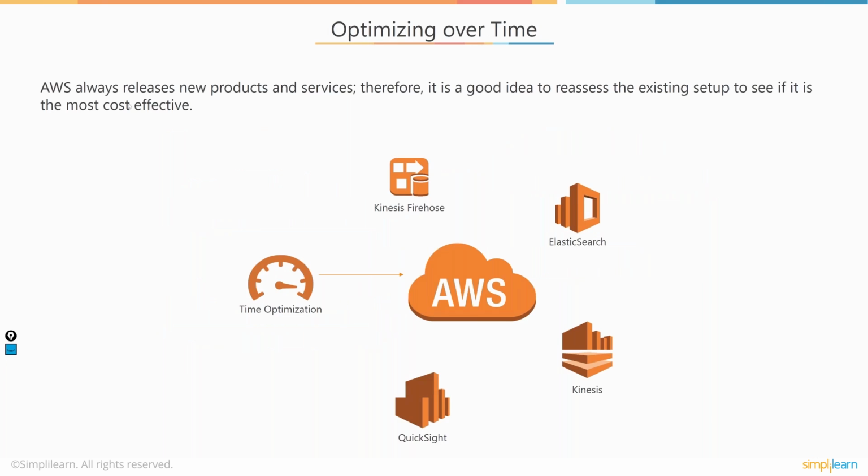Basically, AWS also releases new products and services. Therefore, it's a good idea to reassess the existing setup to find the most efficient way. Every single month, I get a new notification from AWS saying, hey, we have this new service. I'm not going to go through all of them right now, just for the sake of the presentation, but every single month, there's something new.